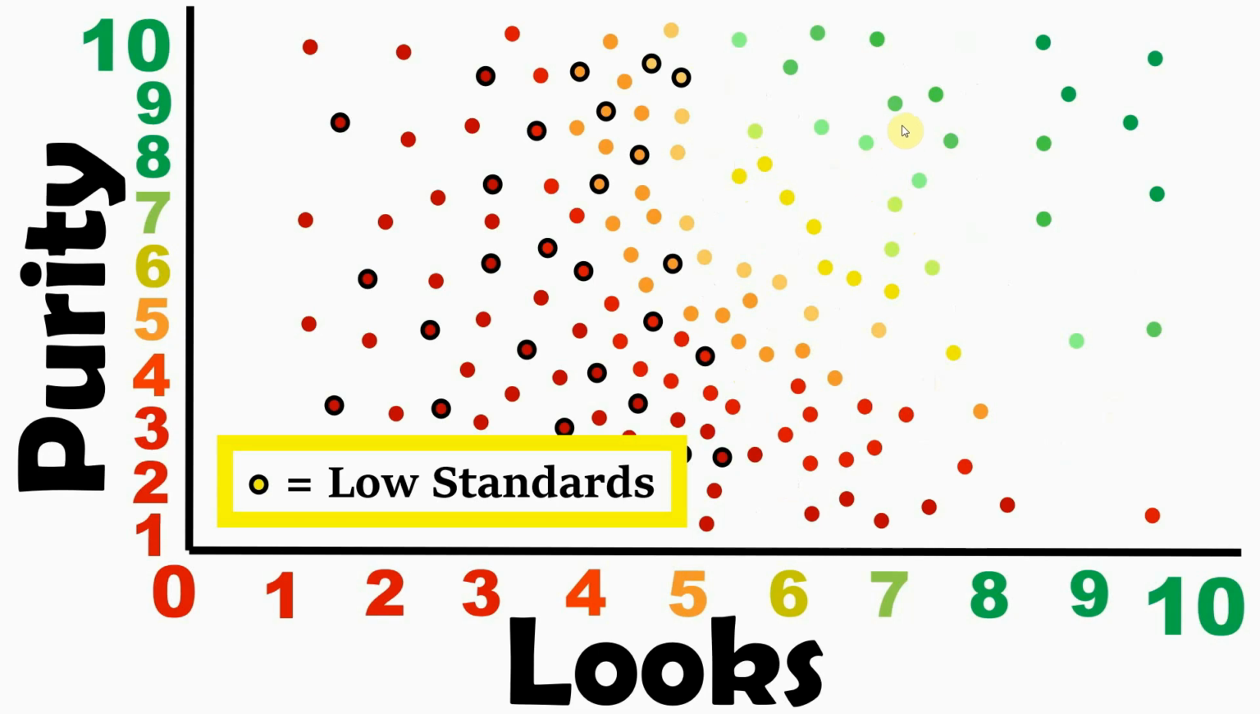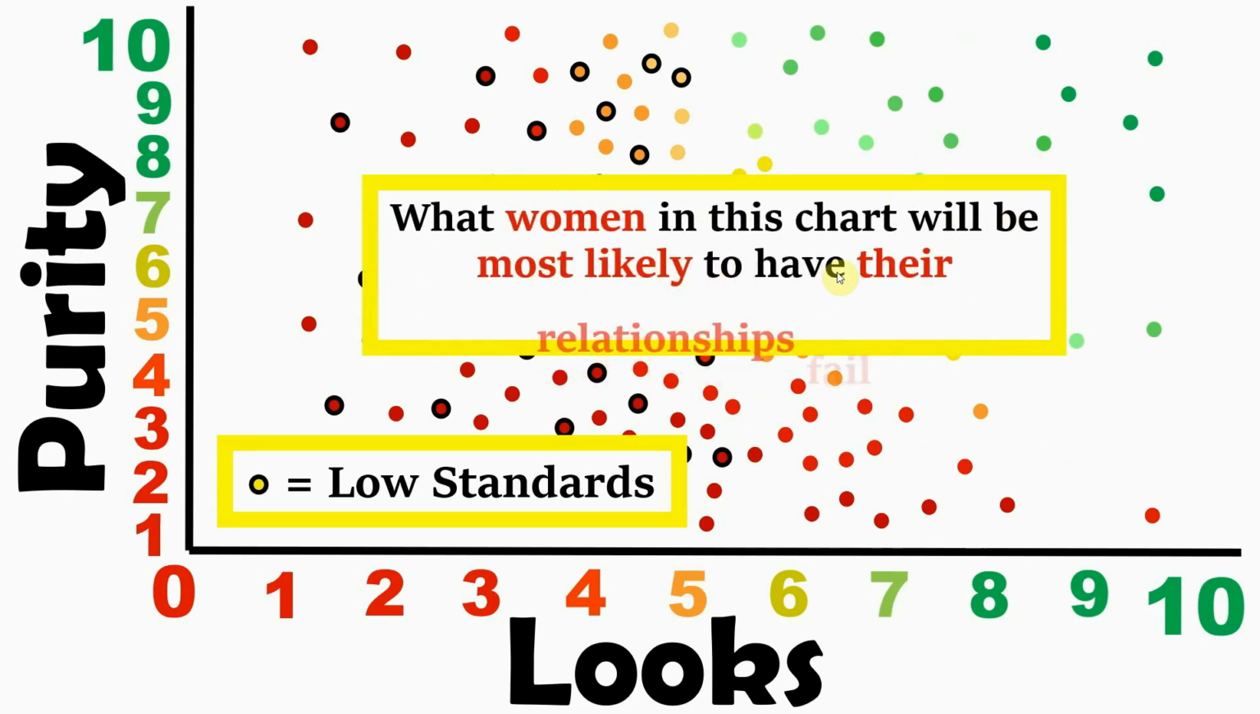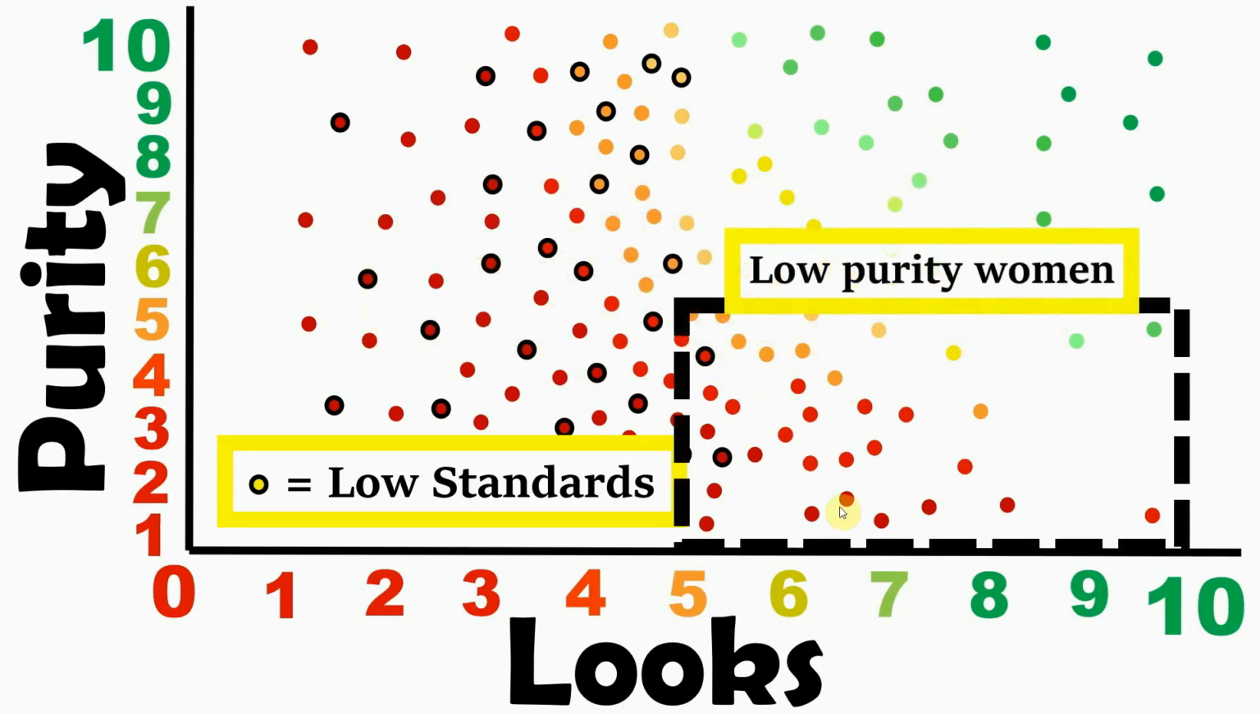The important question is though, what women in this chart will be most likely to have their relationships fail and as a result end up back on the dating market? I think the answer is obvious. It's low purity women. These are the women that are going to cause problems in their relationships, cheat on their boyfriends, which will ultimately lead to more of them being sent back in the game to try again.